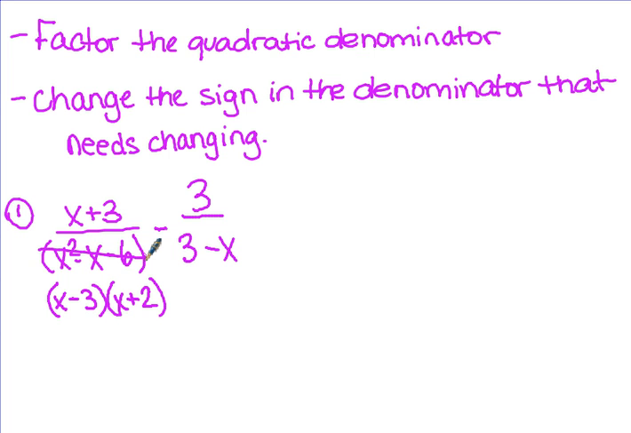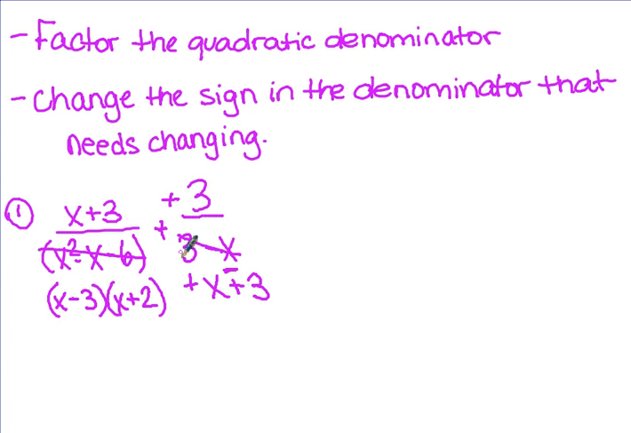The second thing we need to do is change the sign in the denominator that needs changing. Here we have x minus 3, and over here we have 3 minus x. So we're going to flip them. We have negative x plus 3, keeping the sign with the term, so that we have denominators that look the same. We're also going to multiply every single term through by a negative, distributing this negative symbol into each term. That gives me negative 3 plus x, and then negative 3 in the denominator.